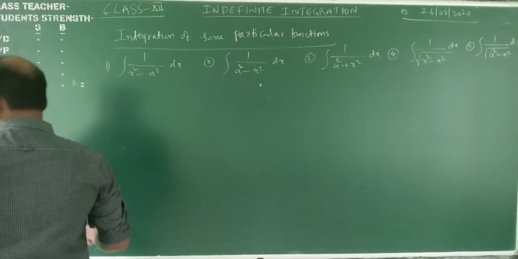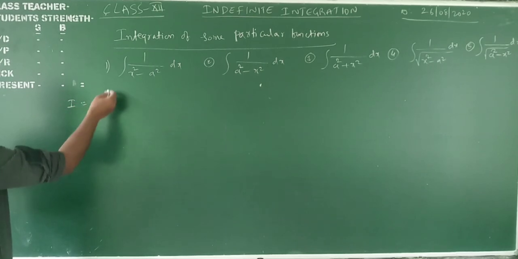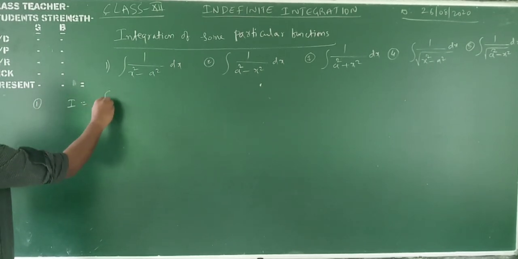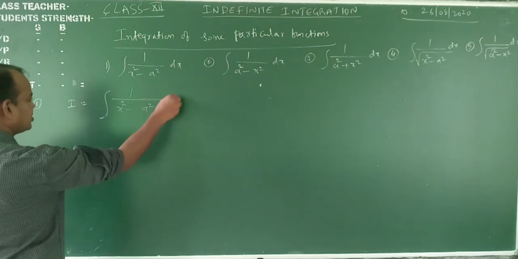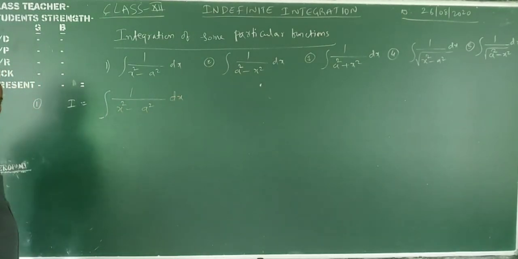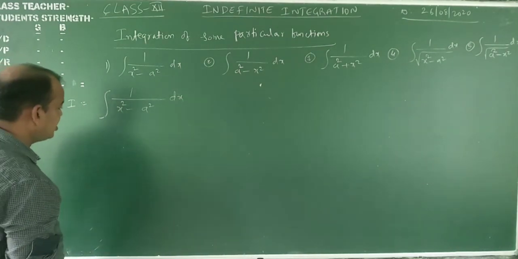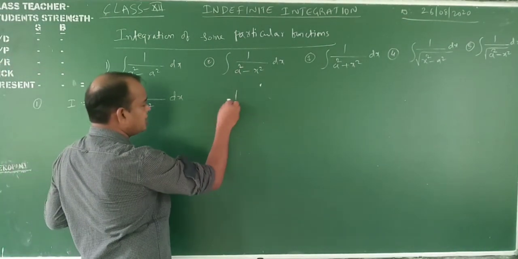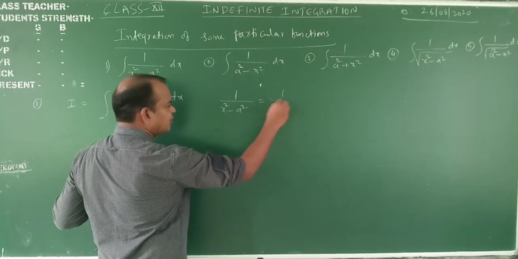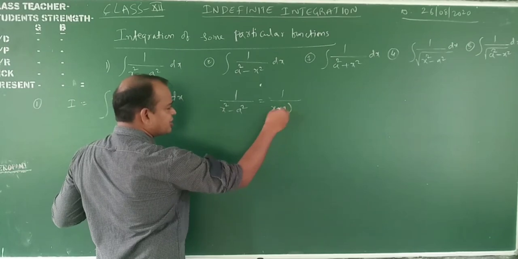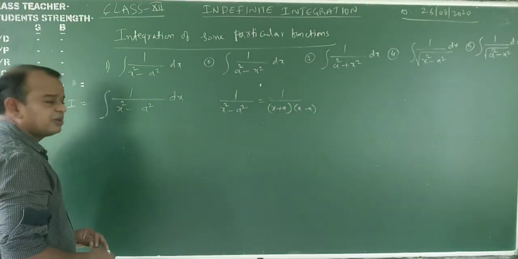Now what is going on? I is equal to, solution of the first one, integral of 1 by x square minus a square dx. Now 1 by x square minus a square, I will write it in this way: 1 by x square minus a square is equal to 1 by x plus a into x minus a.